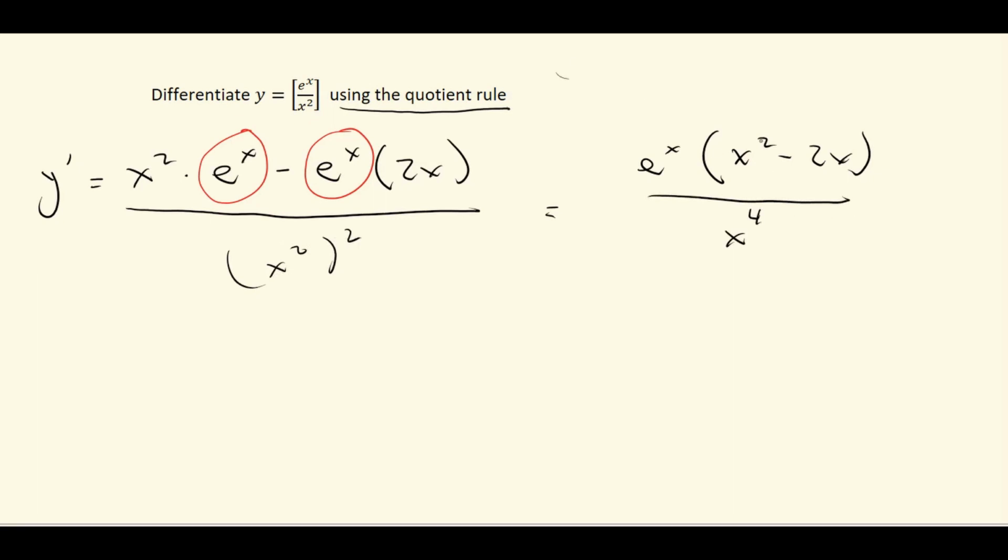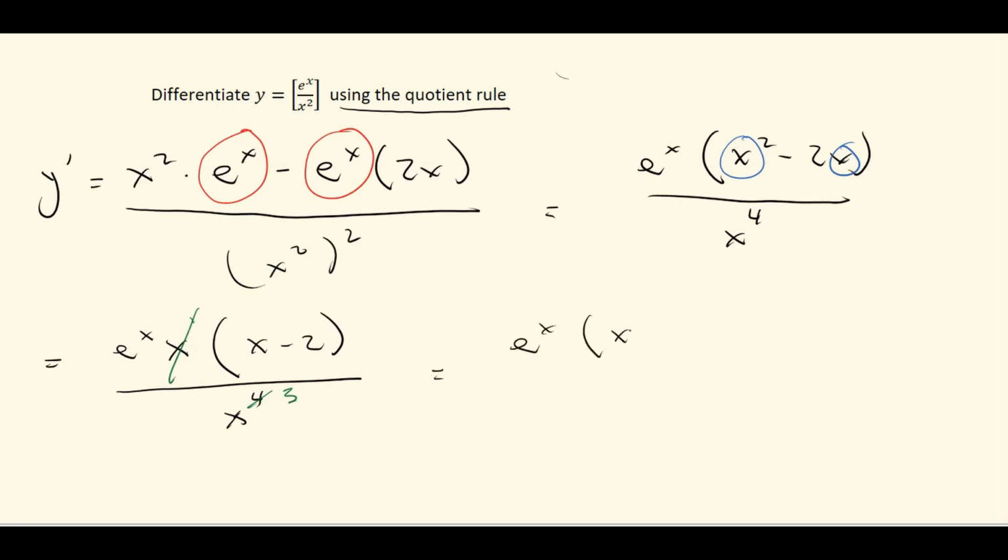And then we can also factor out an x, giving us e to the x times x minus 2 over x to the fourth. And then we see that we can make a cancellation. We have an x in the numerator, and we'll take one from the denominator, which will finally give us e to the x times x minus 2 divided by x to the third power. And this is the simplified derivative.